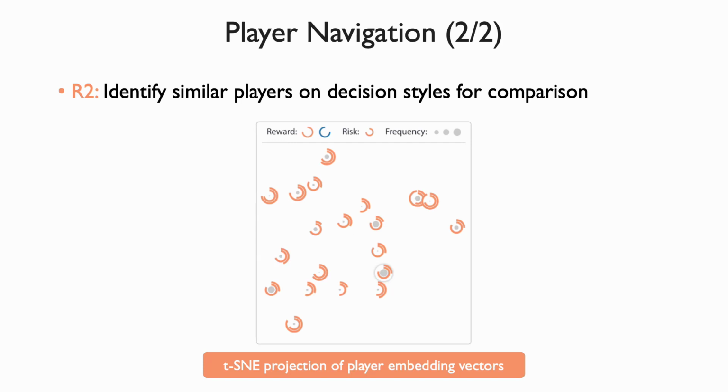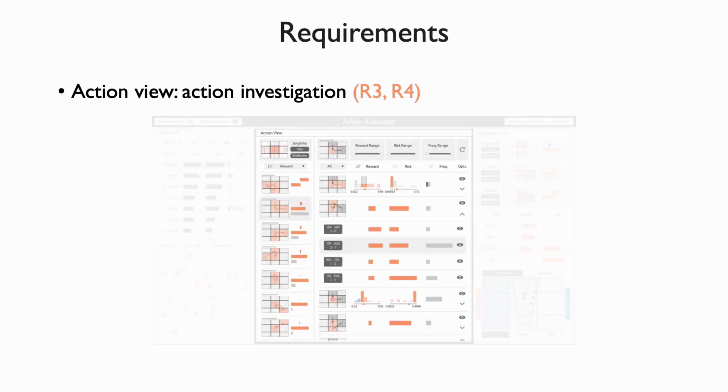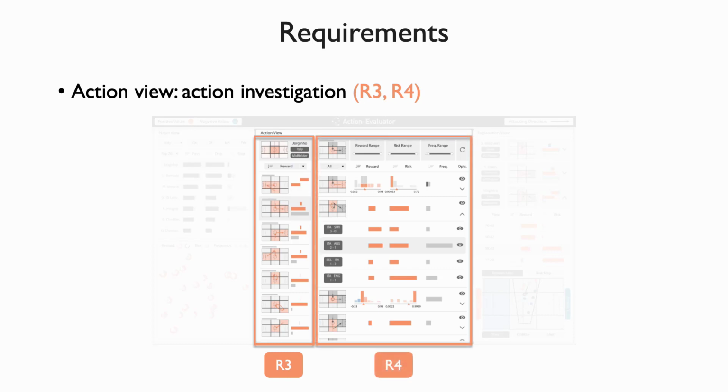Each player in the scatter plot is represented by a glyph, and the player similarity is encoded by the distance between glyphs. The glyph contains three metrics to indicate the overall performance of the player, including the total action number, the overall risk score, and the overall reward score. As for action investigation, we design an action view, including a match situation list to specify the match situation of interest, and an action score list to present the scores of different action choices.